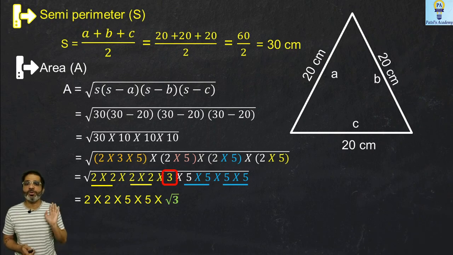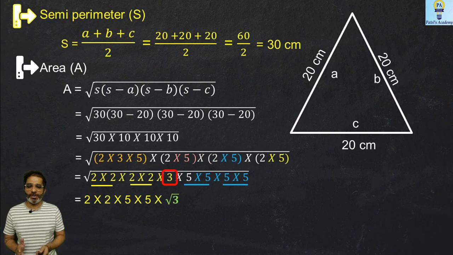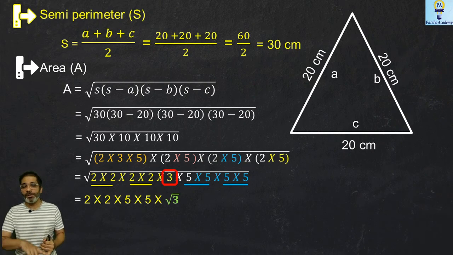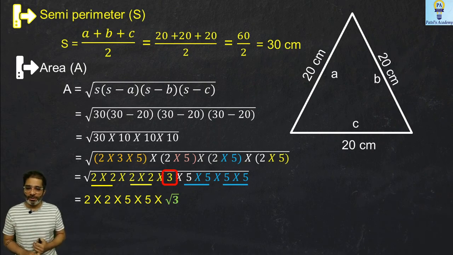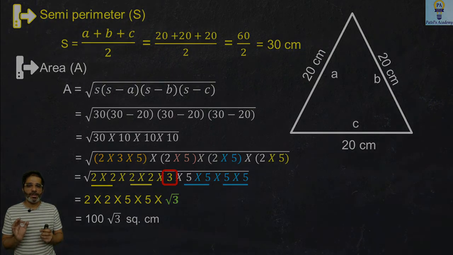3 means what? Root 3. So root 3 will come as it is, and all other numbers will be outside the root. So what I'll get, 2 into 2. I wrote two 2's from the 2 pairs. 5 into 5, again the same thing, and that root 3 will come as it is. So that root 3, the 3 will not come outside the root sign. So I have to just multiply those numbers. So what I get is 100 root 3 centimeter square. Okay, thank you students.